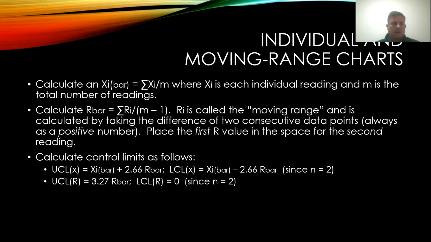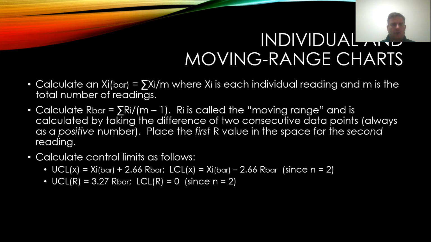calculating here, you have your XI, which is each individual reading, and then your M is the number of readings. So you would have the summation of XI divided by M, which is the total number of readings. And that's how you would get the average of your individuals.